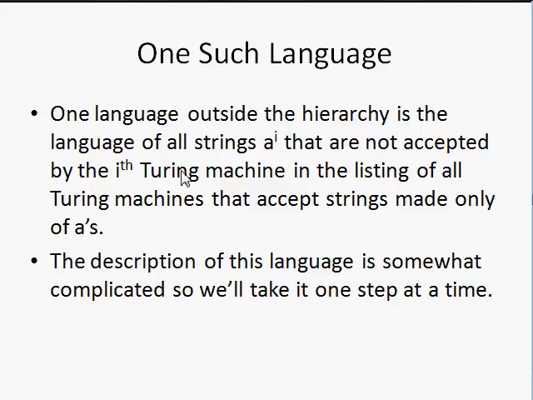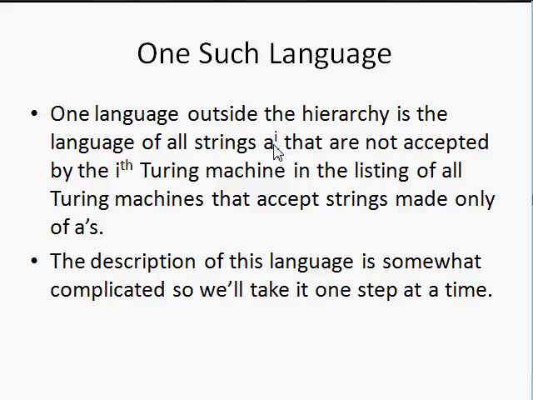Here's a weird description of a language. And this is the one that we're going to find that's outside the hierarchy. It's the language. Now, our alphabet is changing here to just make things as simple as possible. We're working only with the alphabet that contains A's. That's it, only A's. So this language is the set of all strings made only of A's, where the length of the string now is this I.